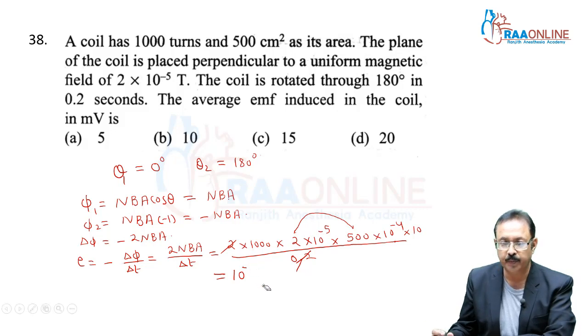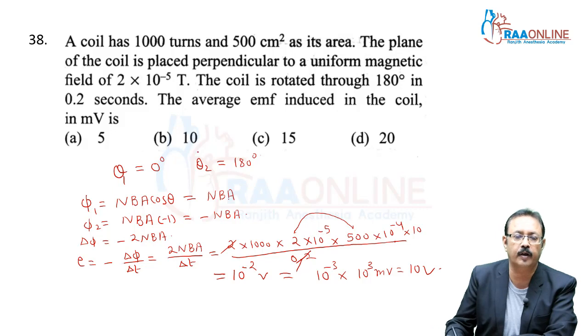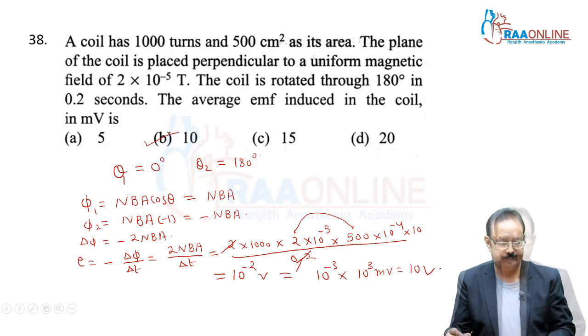Minus 2. But answer is in volt, minus 2 volt. But they want in millivolt. Milli means 1 volt includes 10 to the power 3 millivolt. So we are getting 10 volt. So we are going with B.